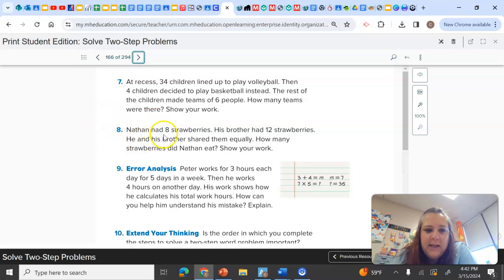Number 8, Nathan had 8 strawberries. His brother had 12 strawberries. He and his brother shared them equally. How many strawberries did Nathan eat? Show your work.